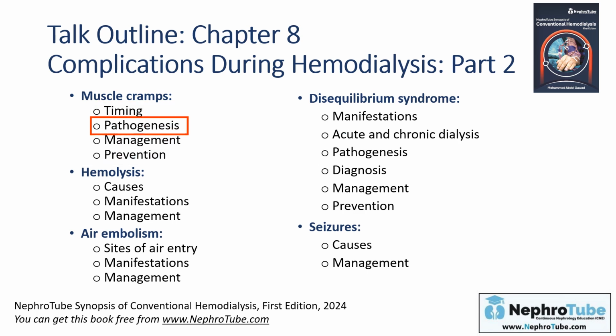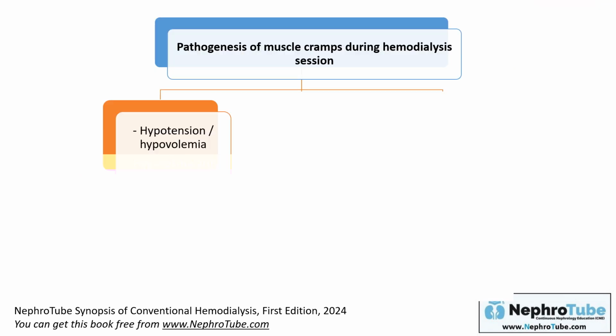So what are the pathogenesis theories explaining muscle cramps occurrence during a hemodialysis session? The first theory is related to hypotension and hypovolemia due to excessive ultrafiltration or rapid ultrafiltration. The hypotension and the hypovolemia will cause muscle ischemia and precipitate muscle cramps.